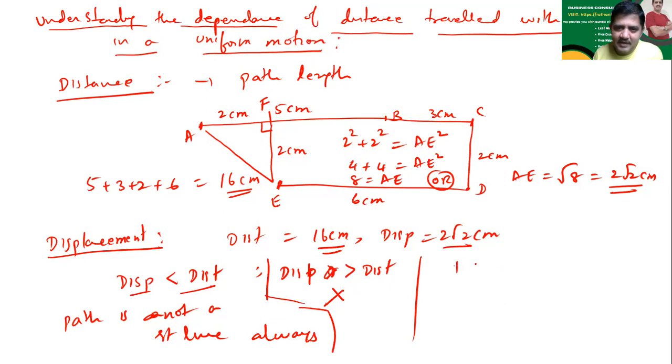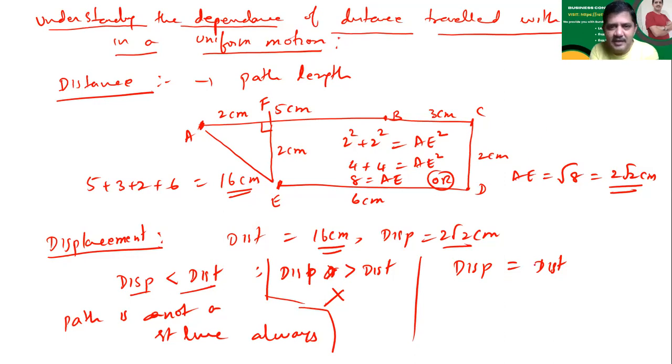Then next one is, can displacement be equal to distance? Definitely it is possible. For example, if you consider the path from A to B, the total distance is 5 centimeter. What is the total displacement? 5 centimeter once again. A to C, total distance is 5 plus 3, 8 centimeter. Total displacement is 5 plus 3, 8 centimeter. So displacement equals distance.